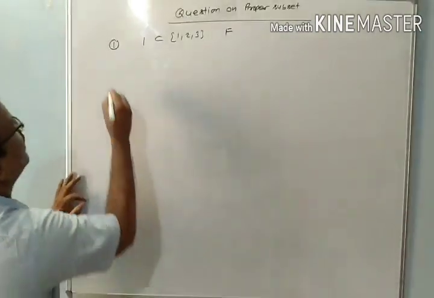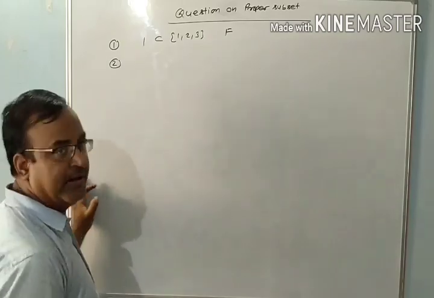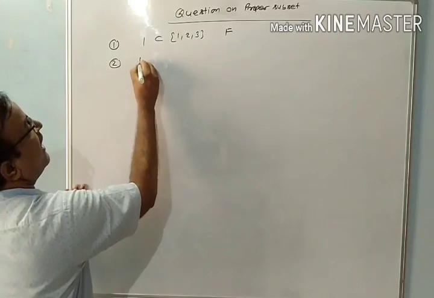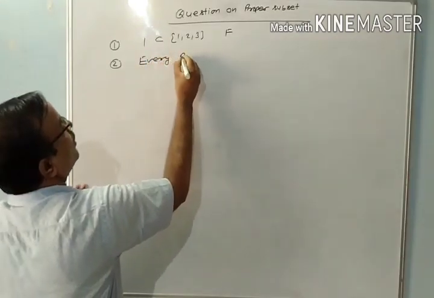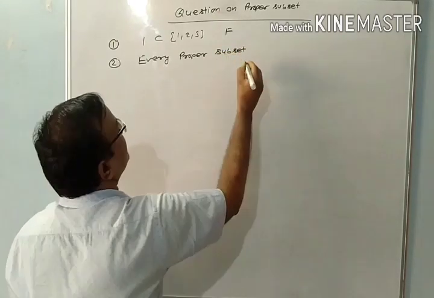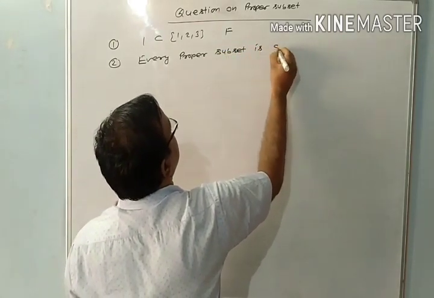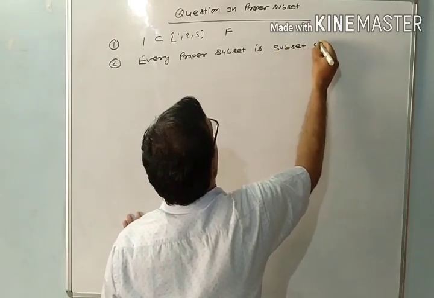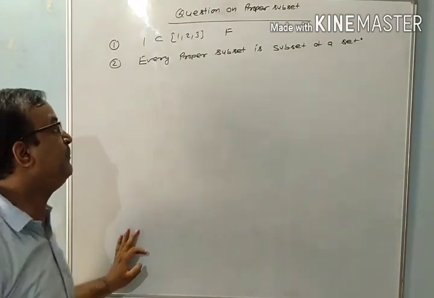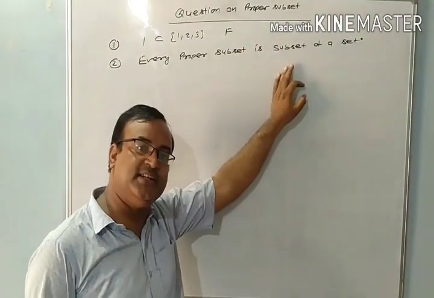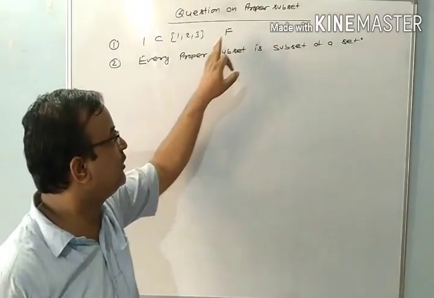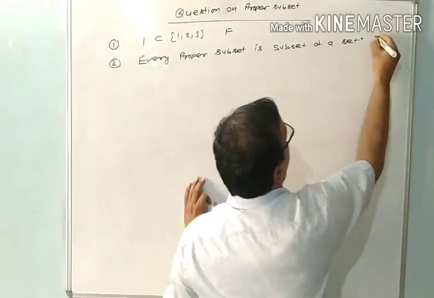Now I am going to write a statement, and you have to tell me whether the statement is true or false. Every proper subset is a subset of a set. Yes, every proper subset is a subset of a set. Clear? But every subset is not a proper subset of a set. So this statement is true.